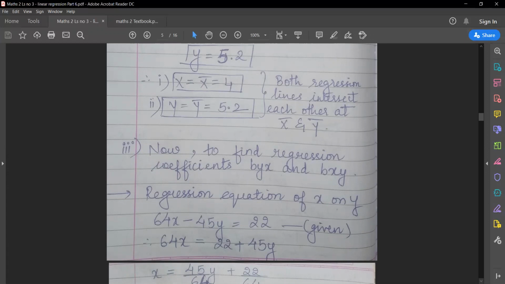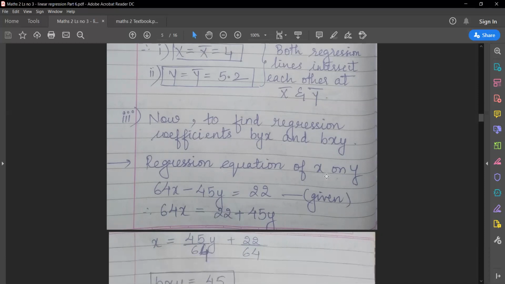Now the third thing they have told us to find is r, the correlation coefficient. Okay. So for that, what do we need? For r, we need two regression coefficients, that is byx and bxy. So the very first thing we'll be calculating is byx and bxy, and how will we get them? By the regression equation. Correct?